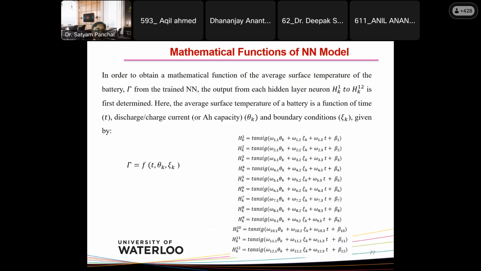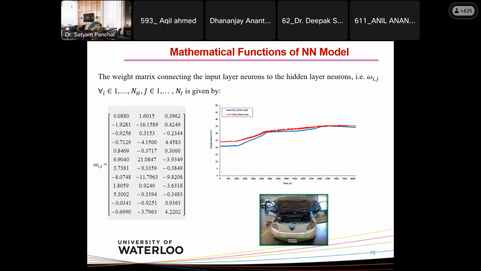And then we develop the mathematical functions for the neural network with the input and the hidden layer. So basically, T is the time, theta is the charge discharge amp hour capacity, and zeta is the boundary conditions, and then the corresponding tan sigmoidal function is provided over here.